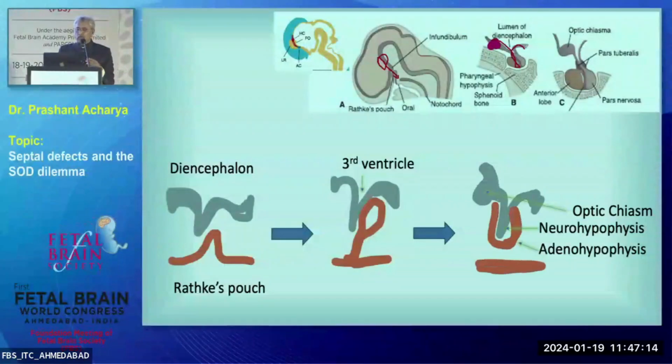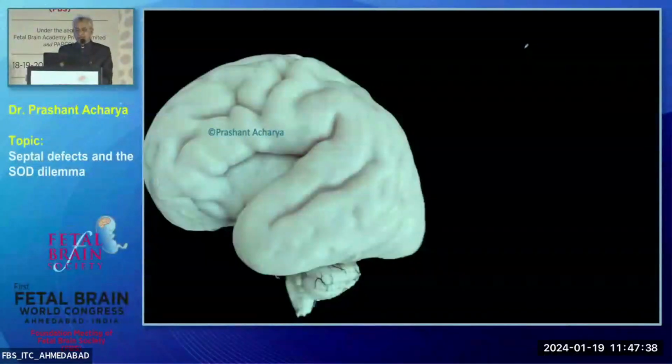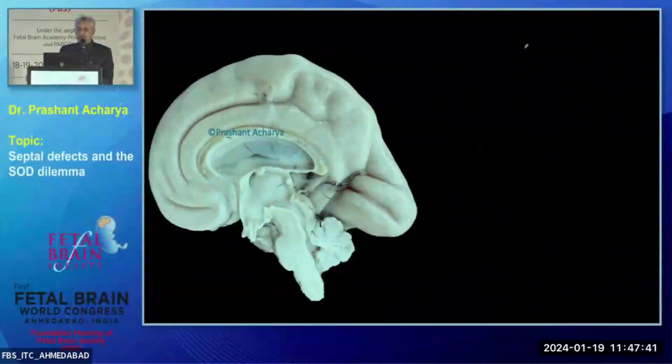But when you have an insult at this point, where I have put a red mark, what happens? The lower portion usually is not going to be developed, and there you will have possible problems of the optic chiasma and fused mammillary bodies. You may have absent septum pellucidum, corpus callosal malformations, hypopituitarism, and maybe ectopic pituitary, because it has no fixed location. That's the reason. If I remove the brain, I am practically interested in this region, and what we are going to discuss now is this region, where you have the optic tract.